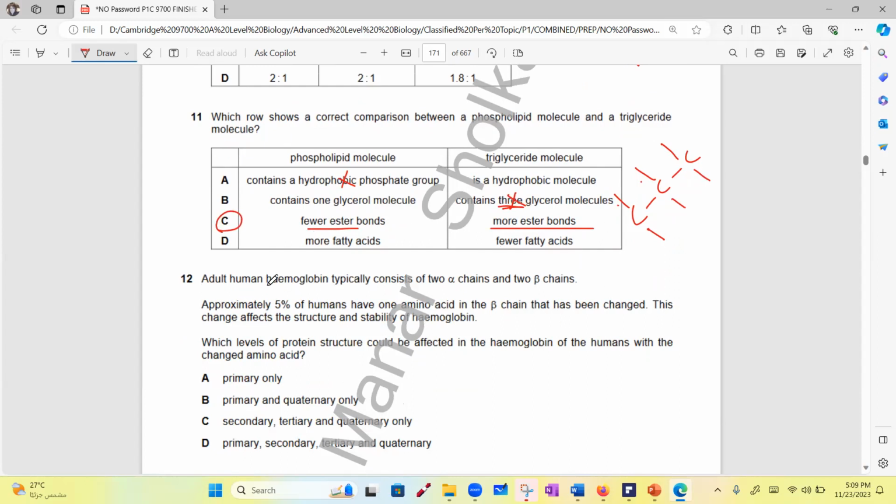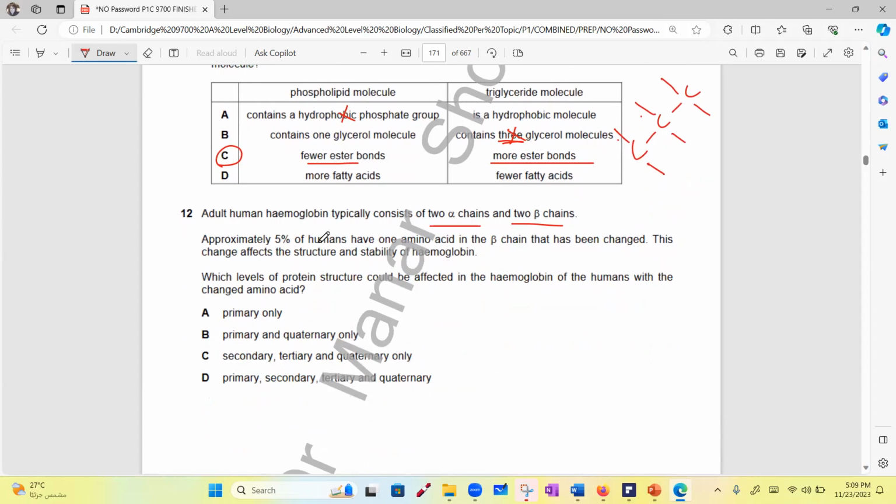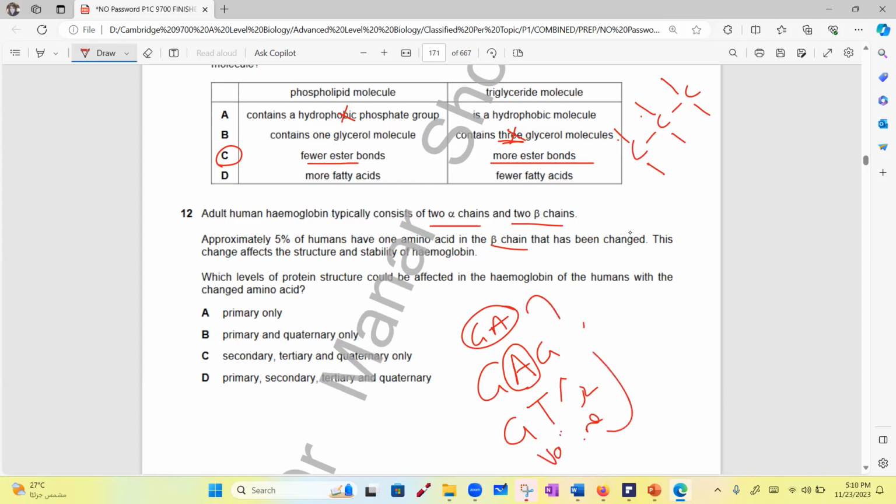12. Adult human hemoglobin typically consists of 2 alpha chains and 2 beta chains. Approximately 5% of humans have 1 amino acid in the beta chain that has been changed. This is the mutation that we talked about when we said we have GAG. This A will be mutated to GTG, okay? And what happens is that 1 polar amino acid, the glutamic acid, will be changed into 1 non-polar amino acid, the valine amino acid. This mutation, we'll study it again in protein synthesis. This change affects the structure and stability of hemoglobin.